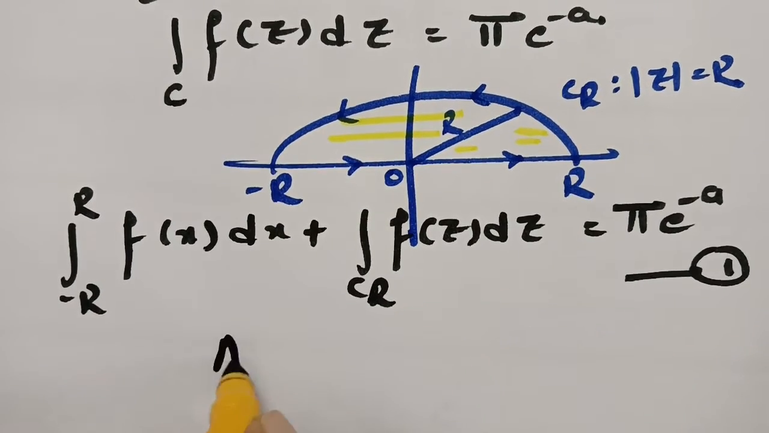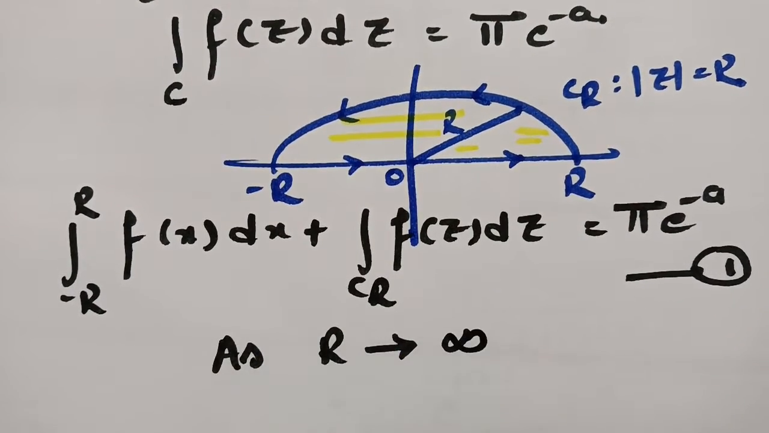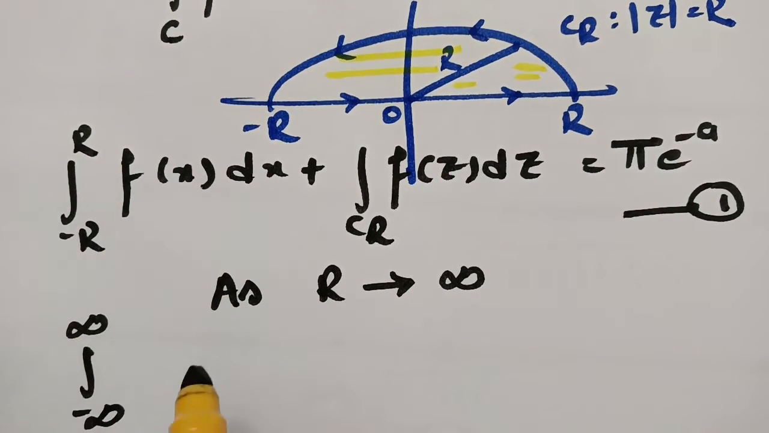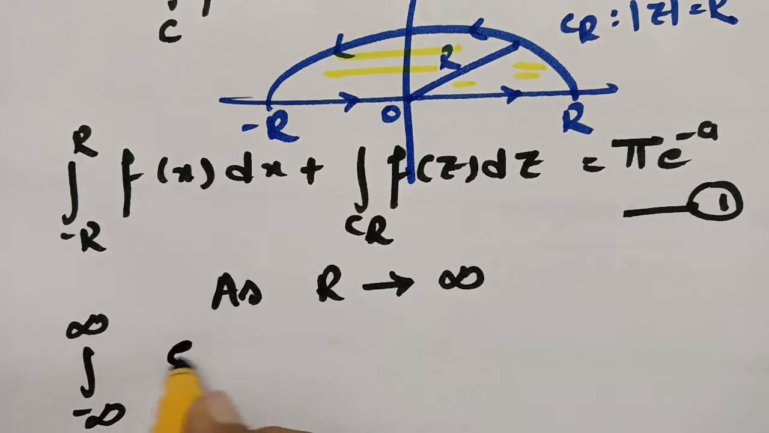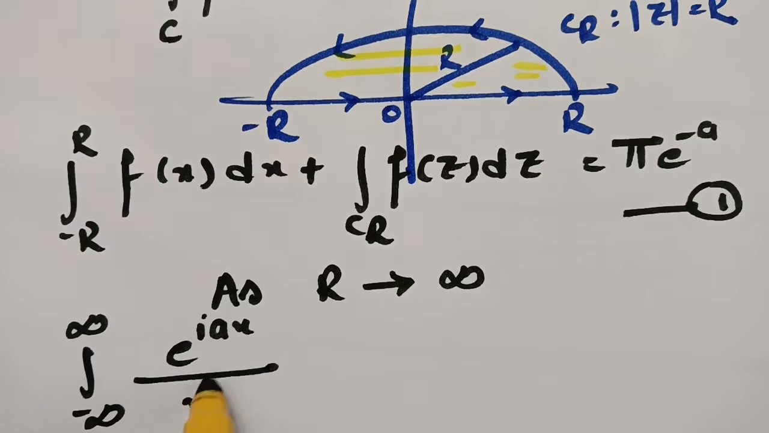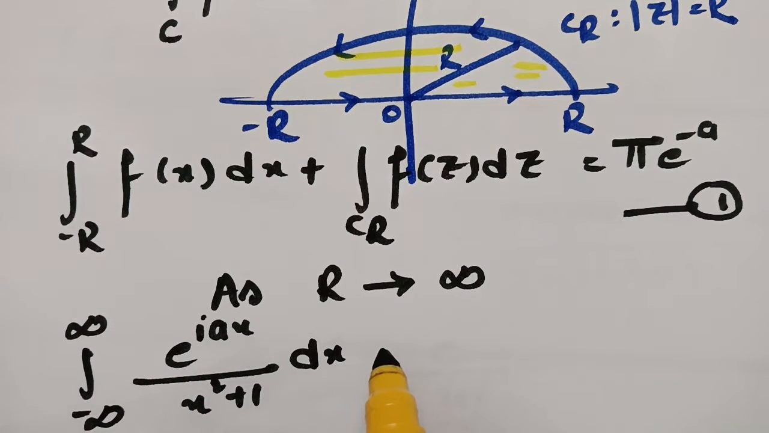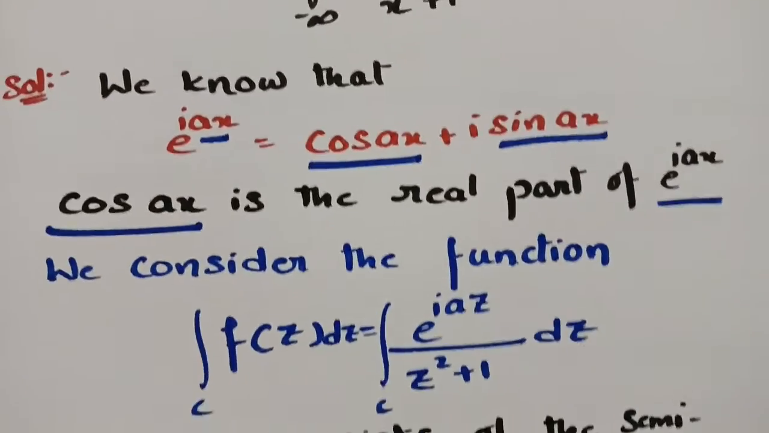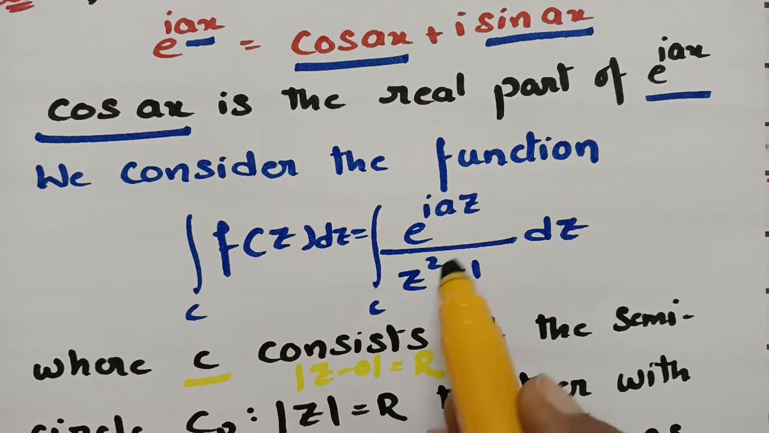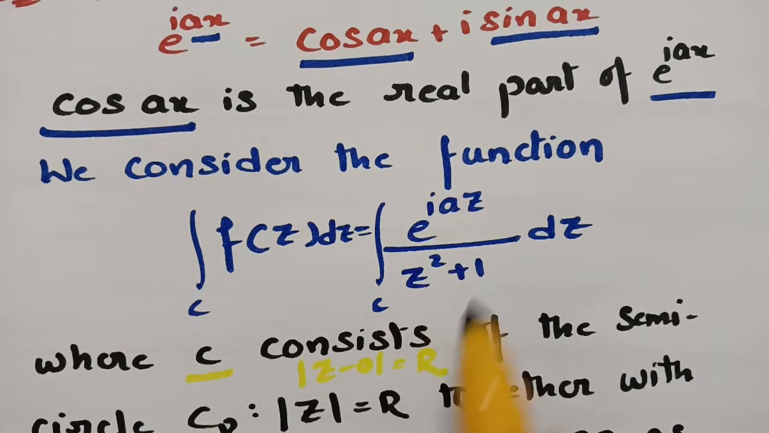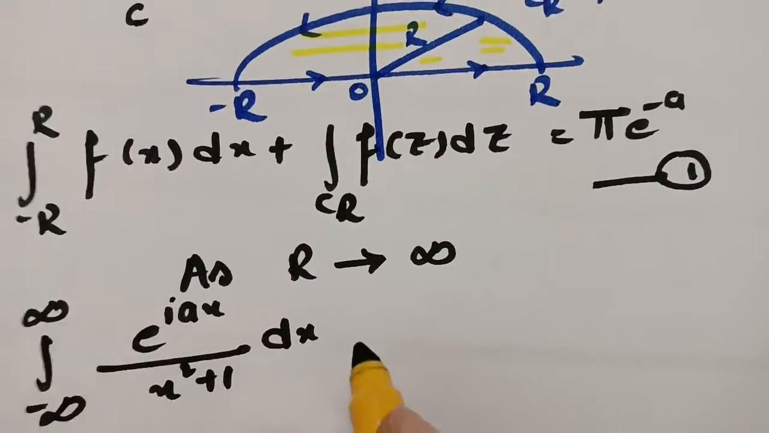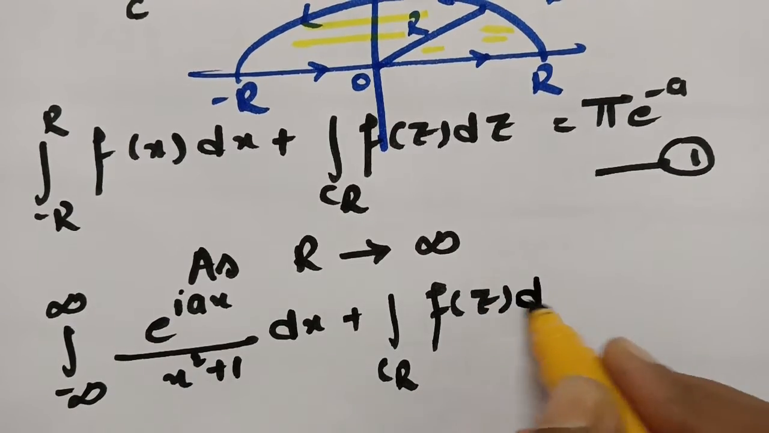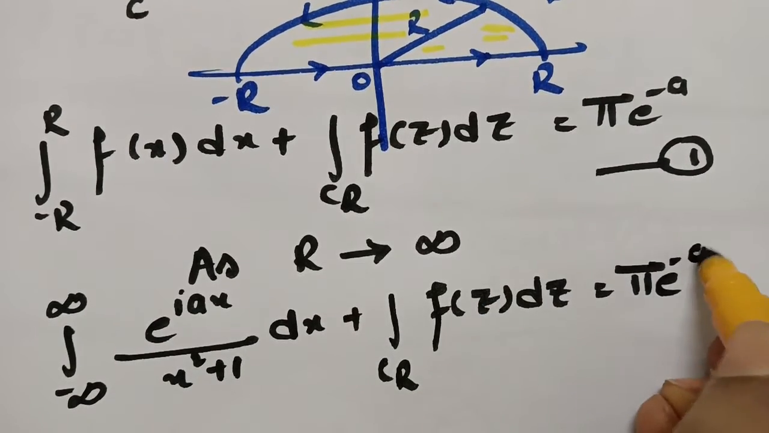Now as R tends to infinity, what happens here? This can be written as the integral from minus infinity to plus infinity of f of x, where f of x is e to the power i a x by x squared plus 1, dx. As our f of x value is very clear from the question, in terms of z I am writing e to the power i a x by x squared plus 1, dx. So this is the f of x integral plus the integral over C_R of f of z dz, which is nothing but pi times e to the power minus a.